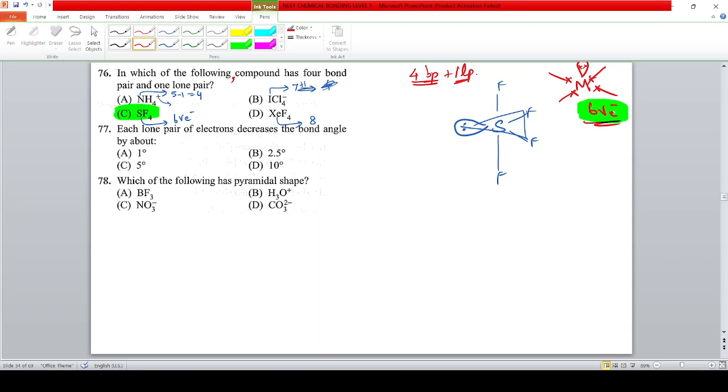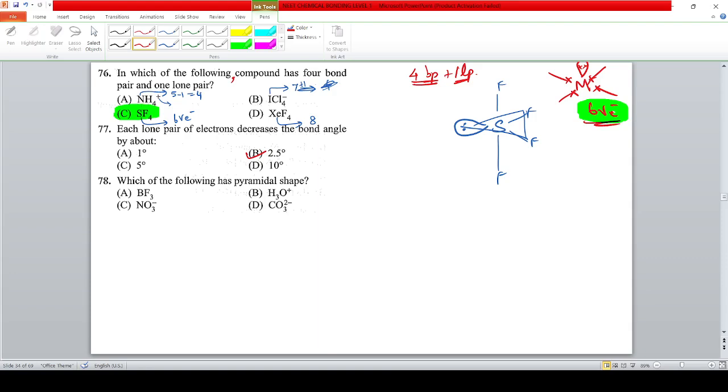Each lone pair of electrons decreases the bond angle by about how much? It is not exact, but as an approximation, we can say it is decreasing by about 2.3 or 2.4 degrees. So the answer may be B. I'm not exactly aware of this.